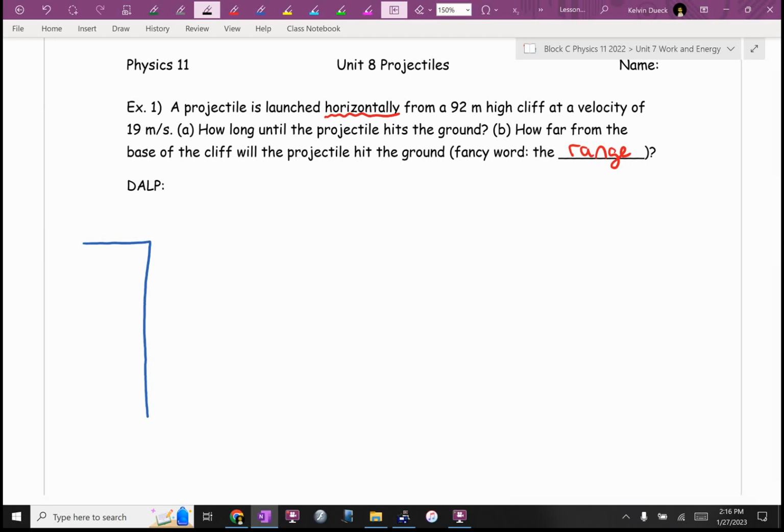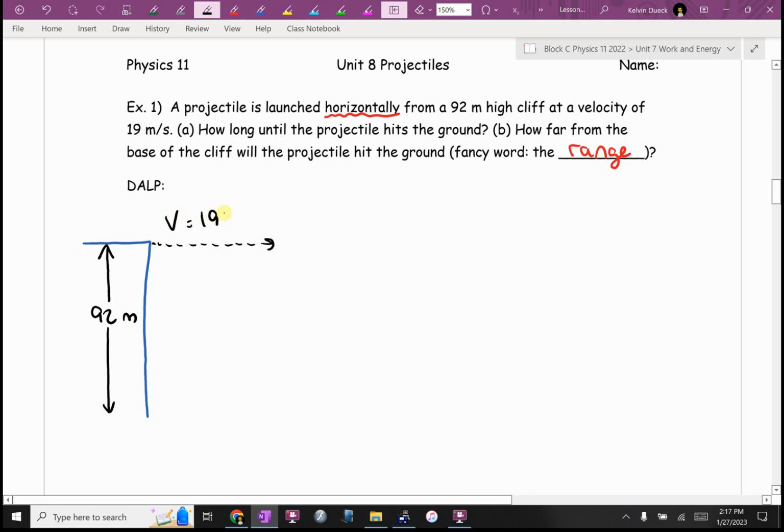David, what's the height of this cliff? So I'm going to go yoink, 92 meters, thunk. What else have they told me? What type of velocity? How is it launched? I'm looking for a word that starts with the letter H and is underlined. So I'm going to draw the velocity like this. And velocity is 19 meters per second.